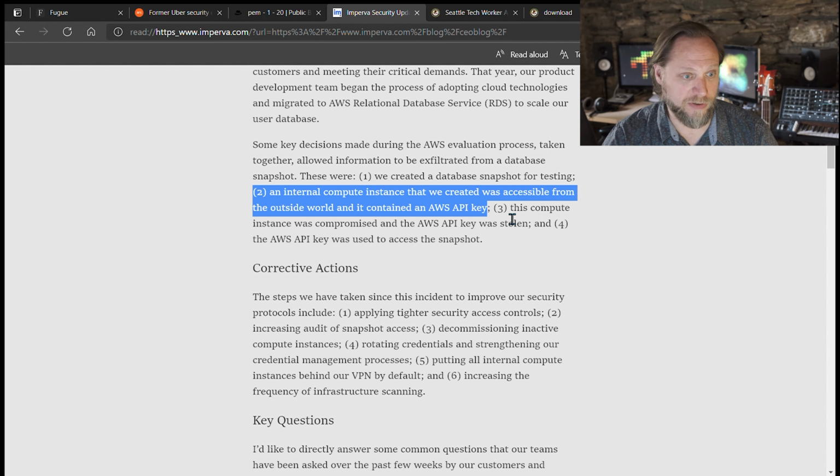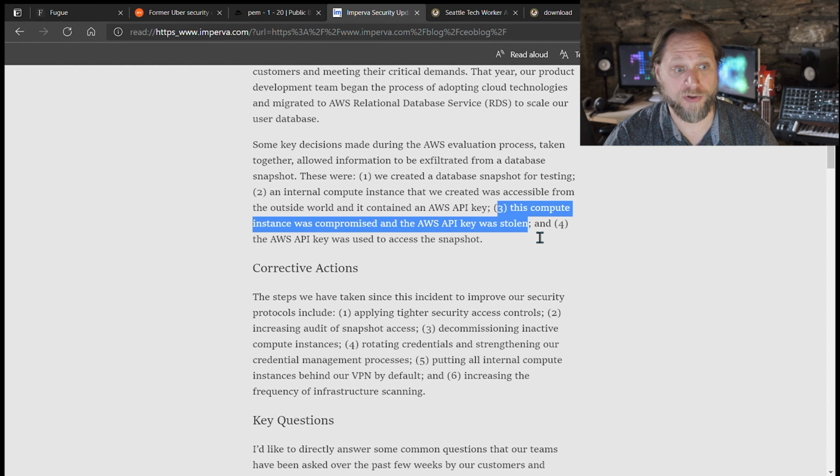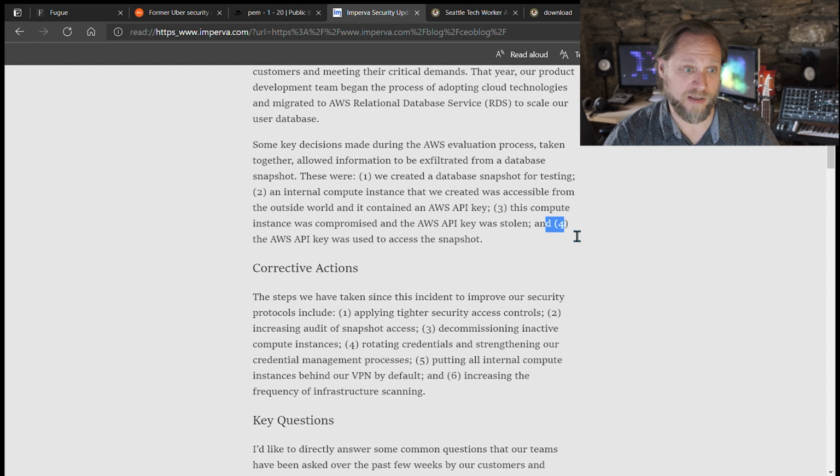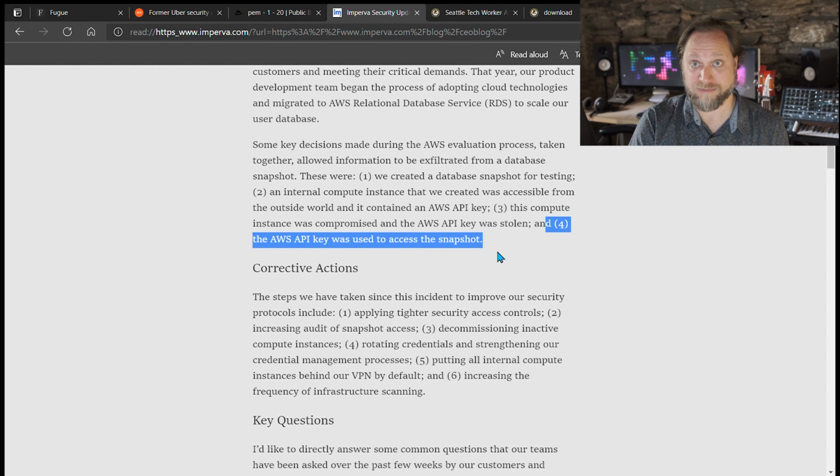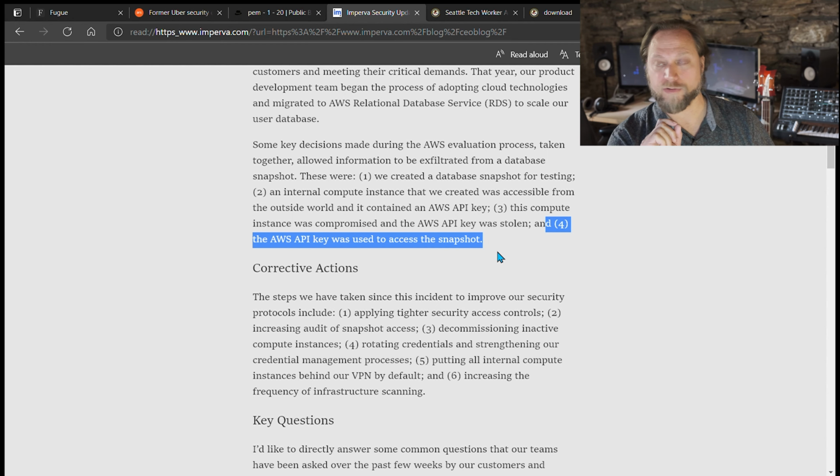So then three, this compute instance was compromised, the API key stolen, and four, the API key was used to access the snapshot. Now this is interesting to me. In the old days, right, in the data center, if you were trying to steal data out of a database, you would try to get into the database, the running database. I don't see much of that on the cloud. I see this more often. Either directly copying a snapshot or even taking a snapshot, which is essentially a backup, and constituting a new database cluster to exfiltrate the data from inside the customer account.